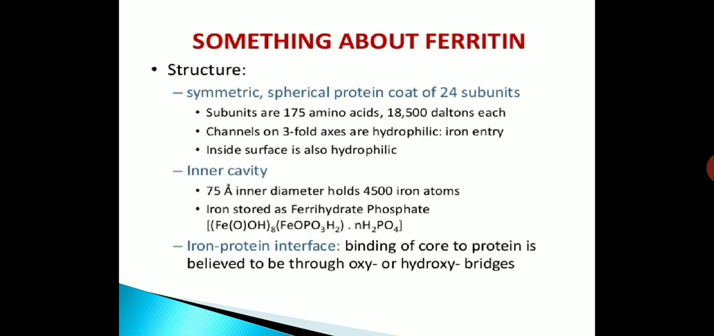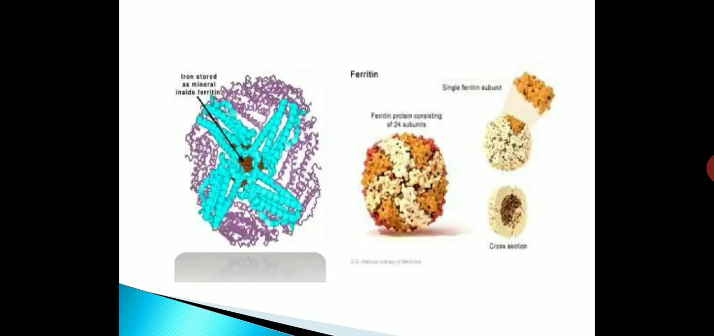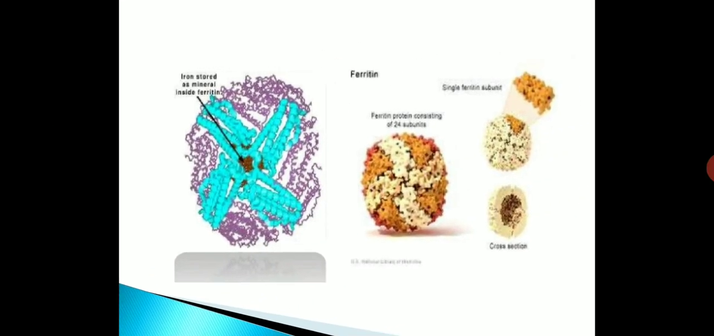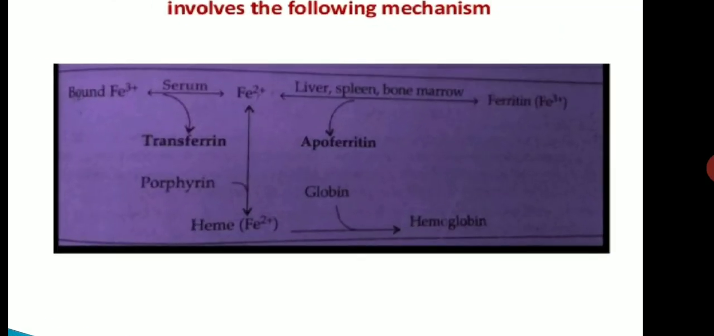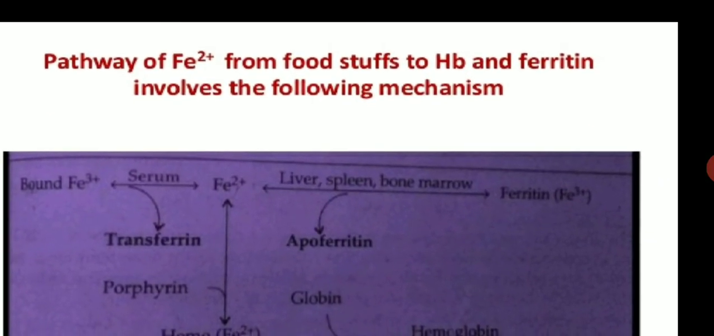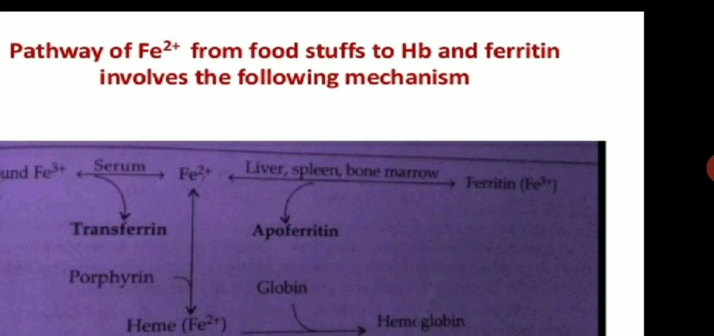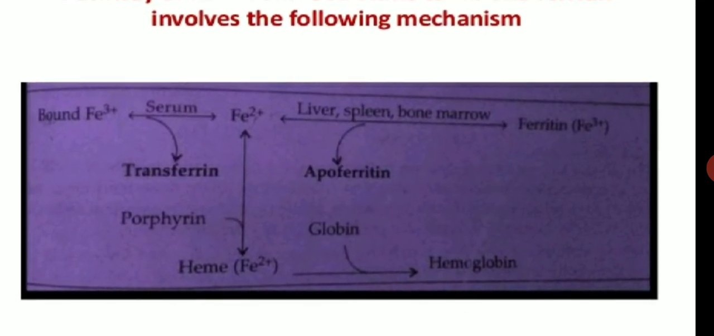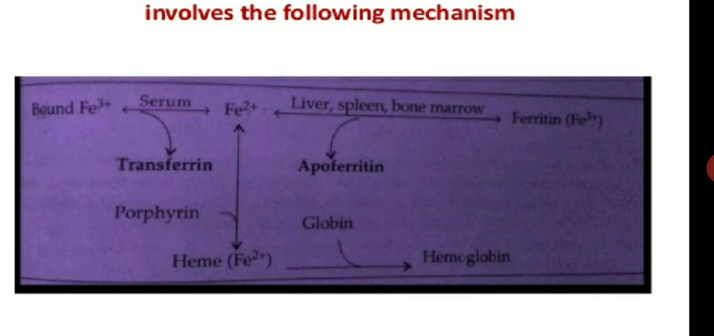Iron is stored as ferrihydrite phosphate. Iron protein interface: binding of the core to the protein is believed to be through oxo or hydroxo bridges. Here I have shown the structures of ferritin. Now in this slide I have shown the pathway of Fe2+ from food stuffs to hemoglobin, and ferritin involves the following mechanism; in this slide we can see the mechanism.